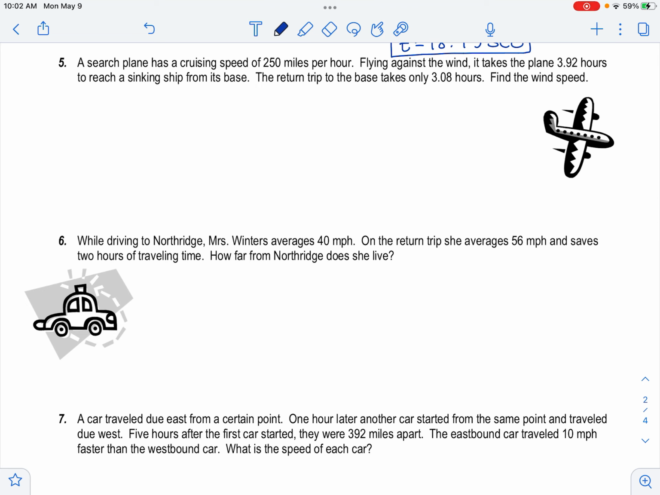It says a search plane has a cruising speed of 250 miles per hour. Flying against the wind, it takes the plane 3.92 hours to reach the sinking ship from its base. The return trip to the base only takes 3.08 hours. Find the wind speed. So our unknown right now is the wind speed. And obviously the wind speed is causing a problem one way. It's making it slower and helping the other way because it's making the plane go faster. So our wind speed is what's unknown. I'm going to use W for my variable. W is wind speed.